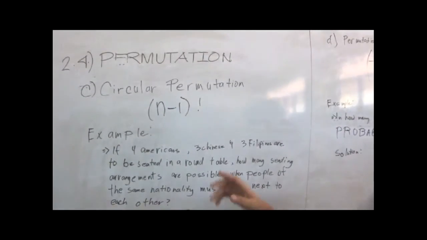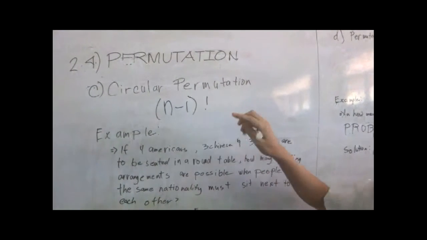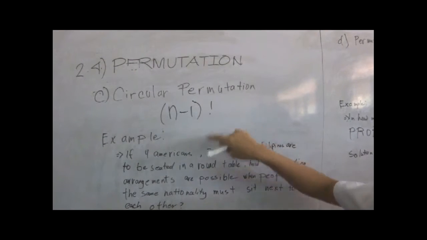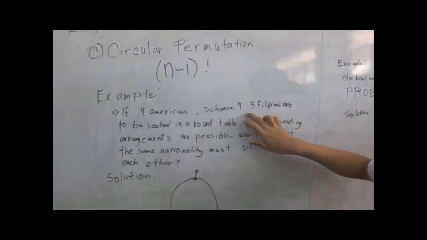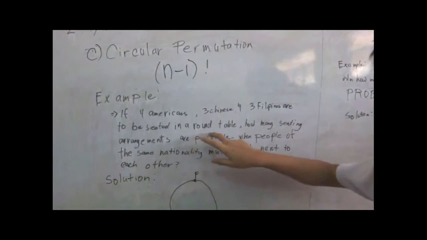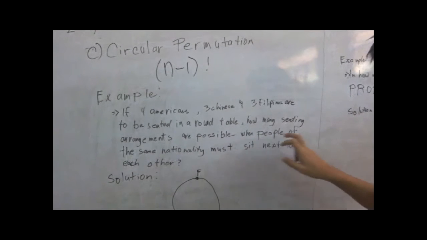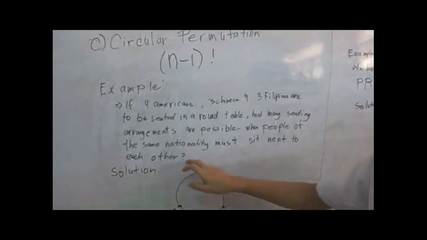I'm here to give an example in circular permutation. The formula for circular permutation is n minus 1 factorial. Example problem: if 4 Americans, 3 Chinese, and 3 Filipinos are to be seated at a round table, how many seating arrangements are possible when people of the same nationality must sit next to each other?